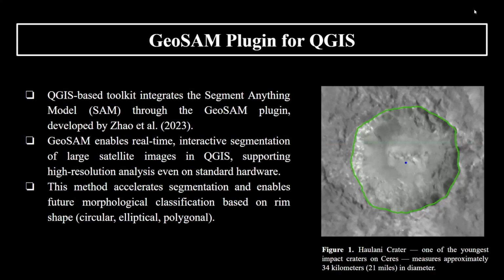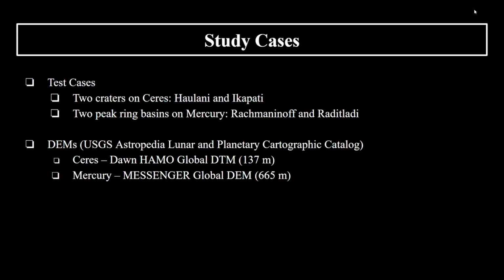And for the case of Ceres, we choose to use GeoSAM for this presentation because it makes the process of segmentation easier. It's more user-friendly and more efficient, and works very well to identify the craters on Ceres. However, this integration has not yet been extended to Mercury. I'll talk about this later. So here for Mercury, we are currently working directly through Python.